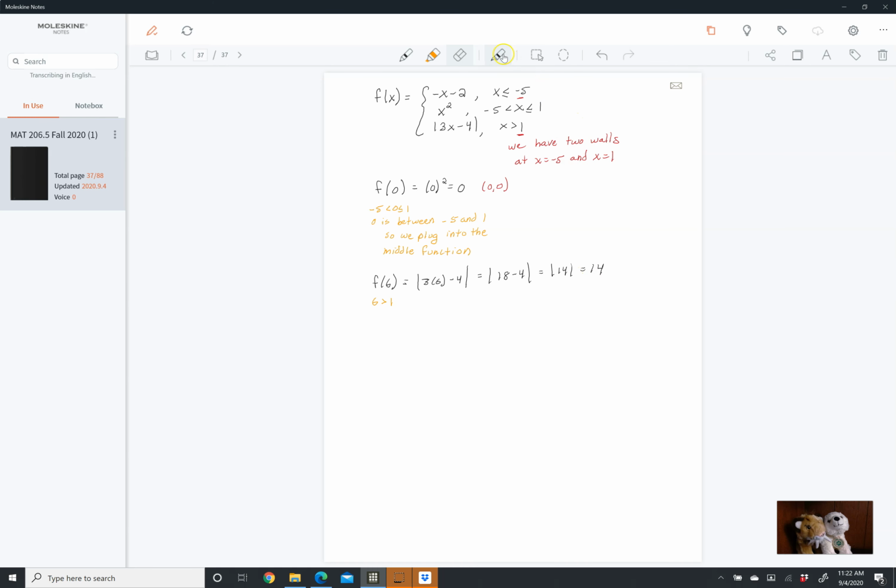Okay, let's write our point. Again, at each of these points, you should be pausing and trying to do it yourself. So the x is 6 and the y is 14. So our point is (6, 14).